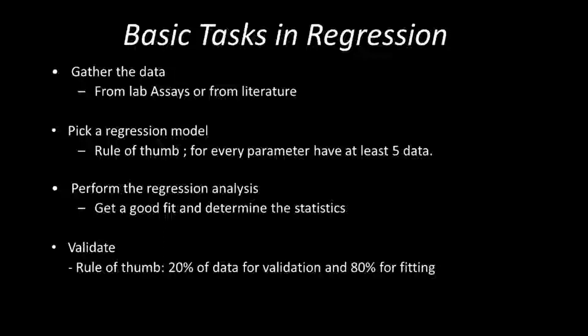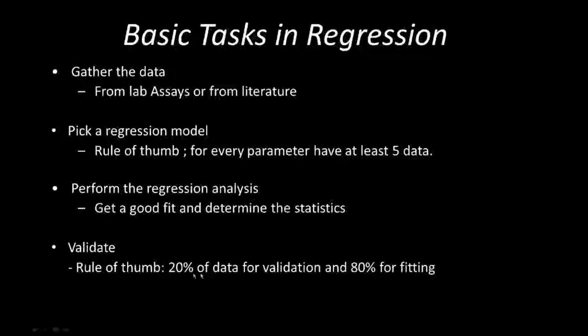So initially we may need to have data from literature or from lab assays, and then develop the regression model. Like I said, we must have at least 5 data points for a one parameter model or one descriptor model. Perform the regression, see whether the fit is good, and determine the statistics like R square adjusted. We will talk about the definitions of all these.